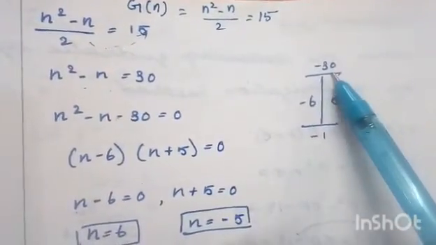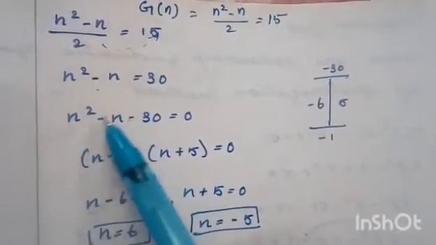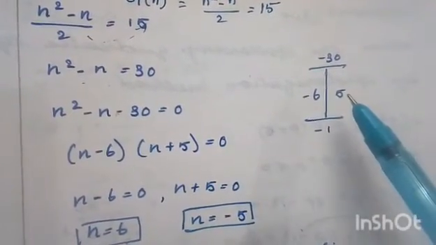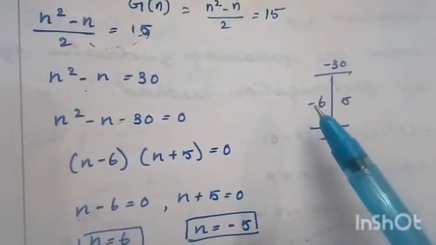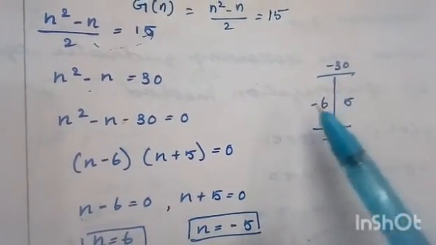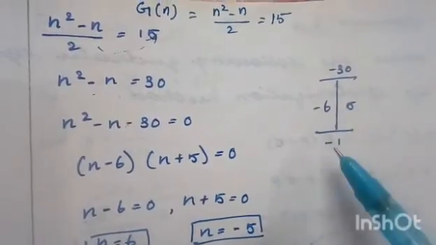So their product value is minus 30, sum value minus 1. So 6 fives are 30, satisfies. We need minus 1 for the sum, so for the greater number, give a minus sign. So now you have to check: minus 6 and plus 5, adding these two we get minus 1.